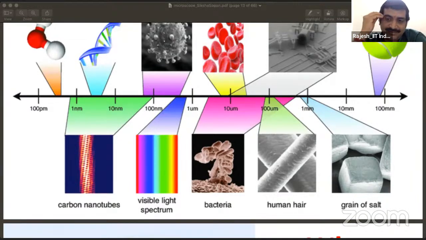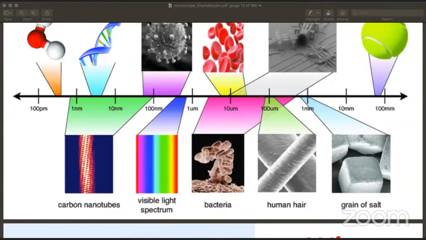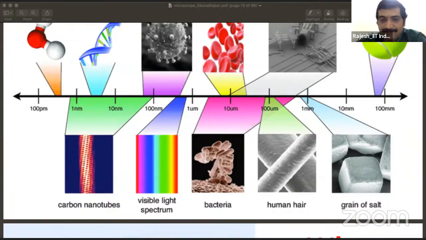If you increase it, suppose the refractive index is 10, then the speed inside is decreased by that factor. Okay? Thank you, sir, for clearing it out. Okay, Kunal.